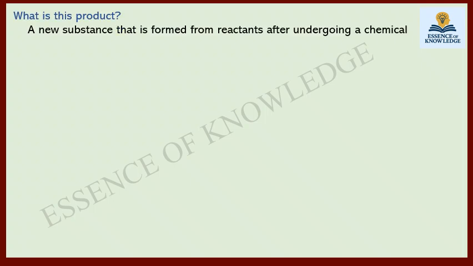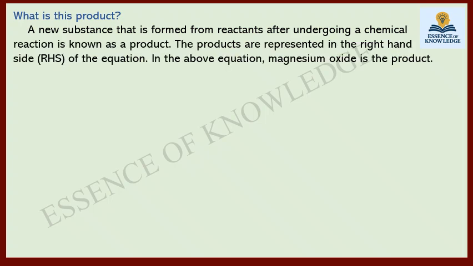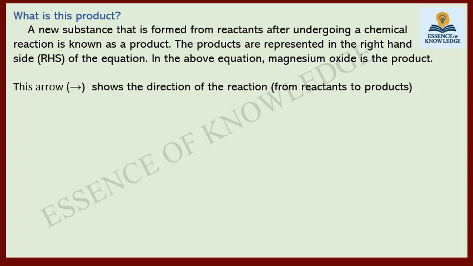What does product mean? A new substance that is formed from the reactants after undergoing a chemical reaction is known as the product. The products are represented on the right hand side of the equation. In the above equation, magnesium oxide is the product.